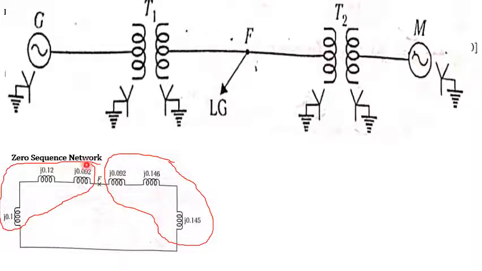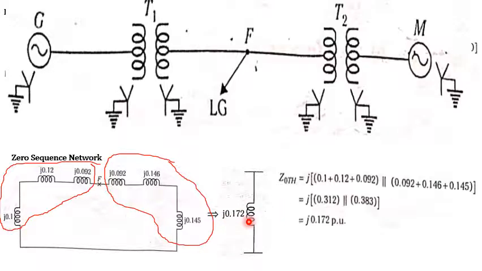So consider this: this is a series and this is a series, connected together in parallel at the fault point. So we'll get the final expression, that is 0.172. This is series and then parallel, so we'll get 0.172. So what kind of fault is it? Actually, it is a single line to ground fault.